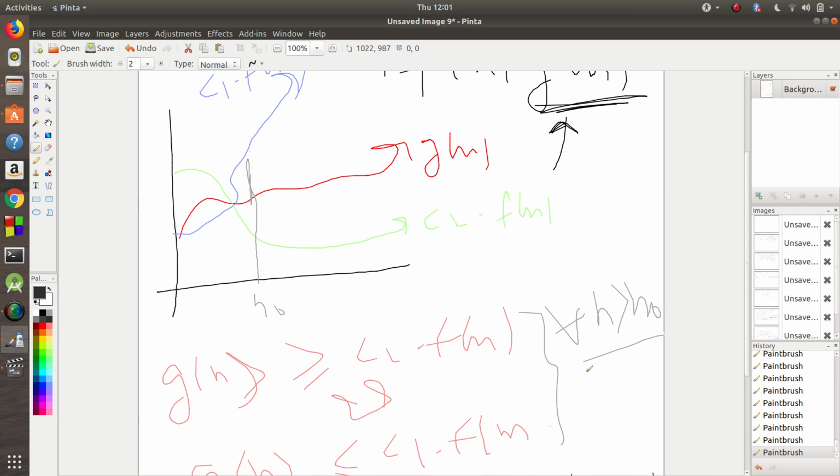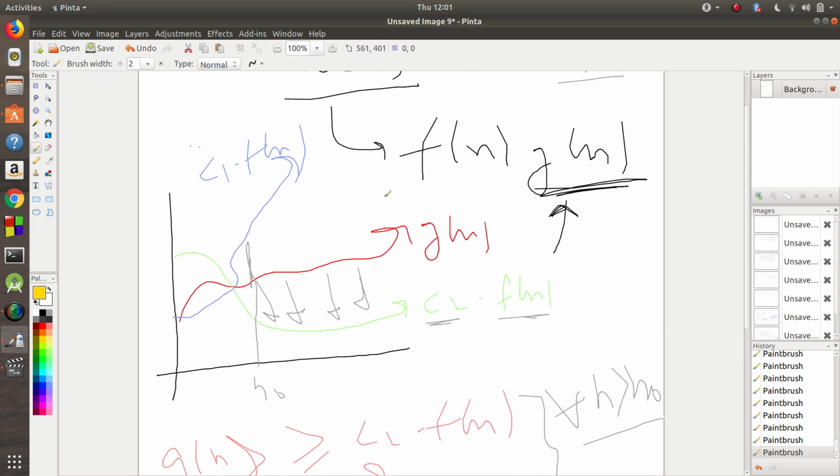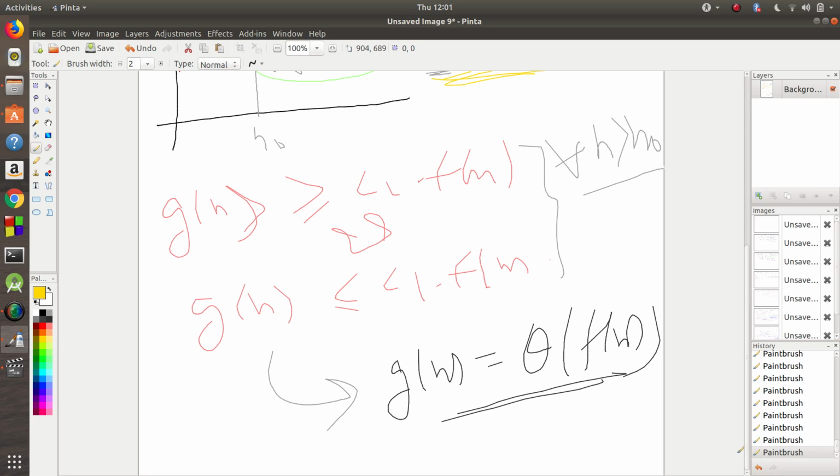So we know that if we multiply some constant to f of n, it can go below g of n, and if we multiply some other constant to f of n, it can go above g of n. So g of n is always between c1 f of n and c2 f of n. That's why we say that g of n is theta of f of n, right?